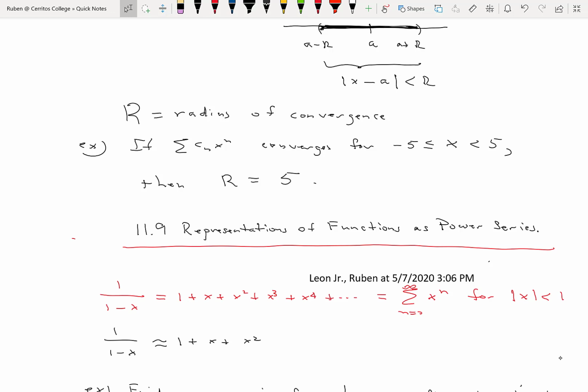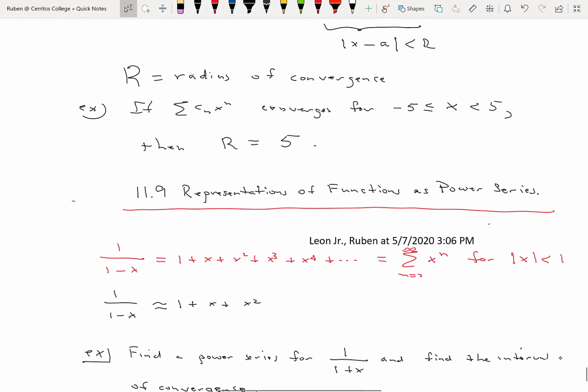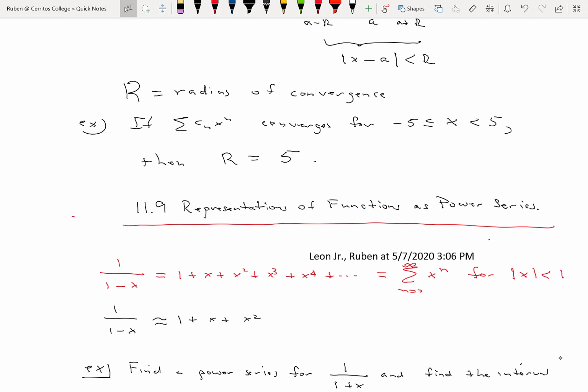So for almost all of this remaining section, we want to find power series representations for different functions. So let's start with, for example, find the power series for 1 over 1 plus x. And remember, as soon as we find a power series, we have the issue of, well, where does that power series converge? What is the range of values, the interval of values for which that power series representation is valid?